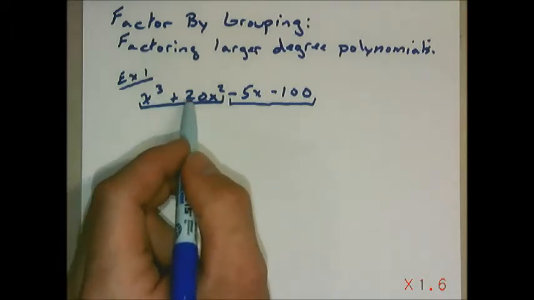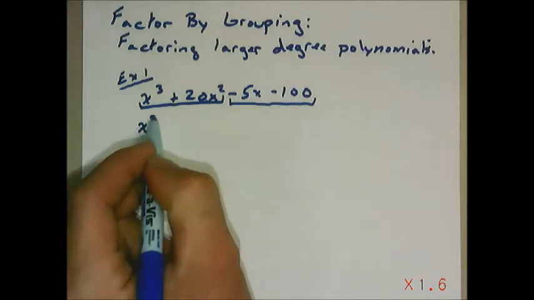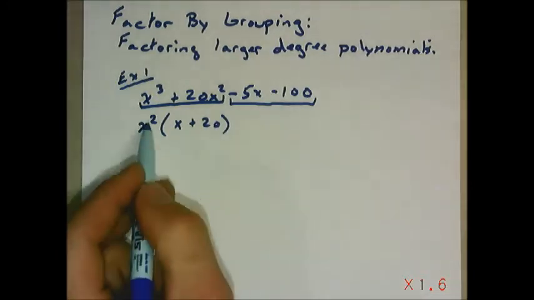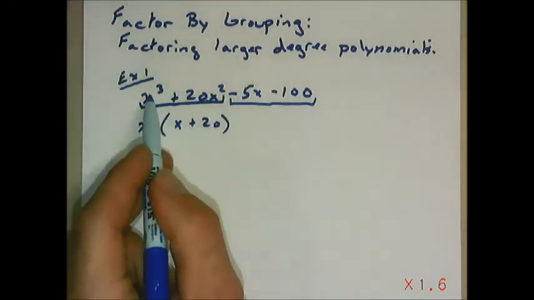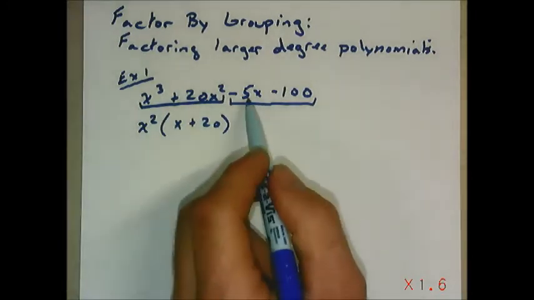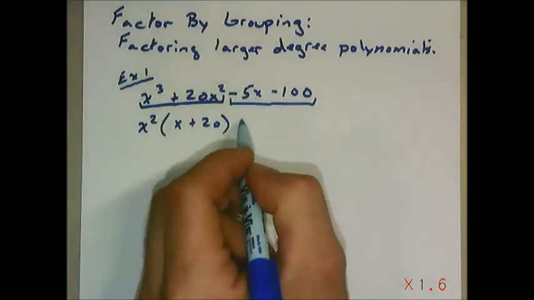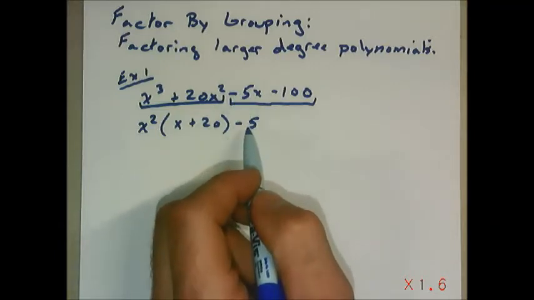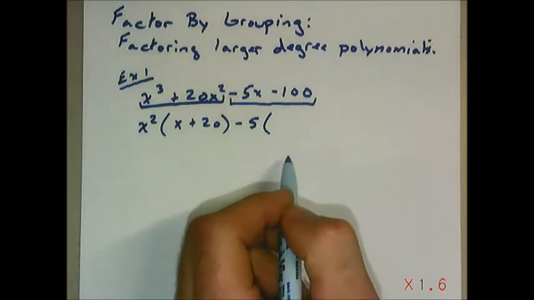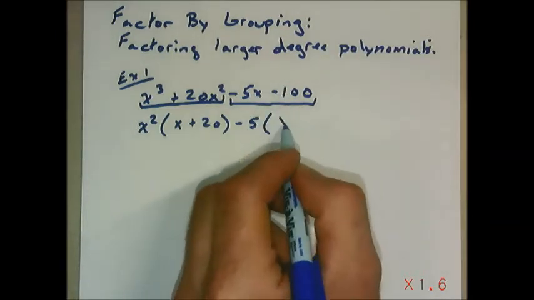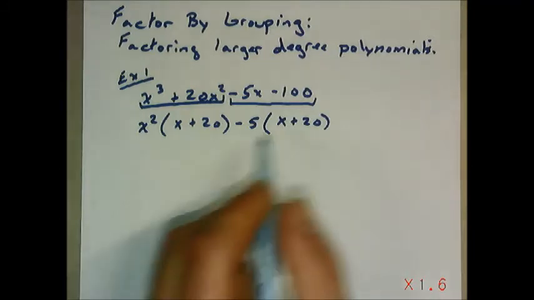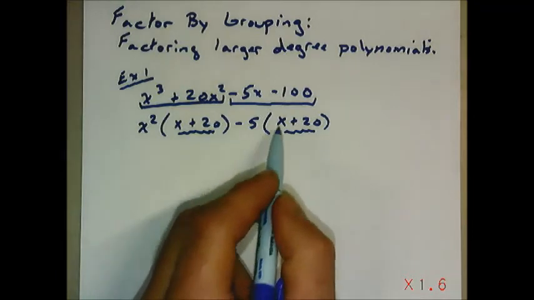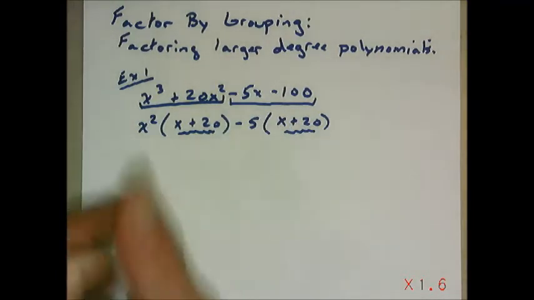If I look at x to the third plus 20x squared, our GCF is x squared, and we're left with x plus 20. Remember, if I distribute this back in, I end up with x to the third plus 20x squared. If I look at these 2 terms, my GCF is negative 5. Remember, if our first term is negative, we always want to pull out that negative as well into our GCF. Pulling a negative 5 out of these 2, we have x plus 20 as well. Notice our 2 quantities are the same. So we can essentially factor those out as well.